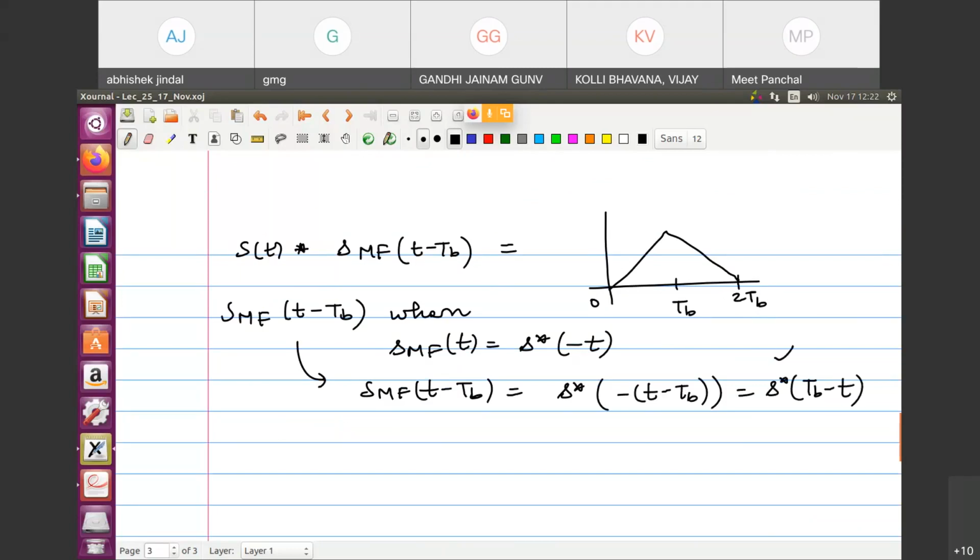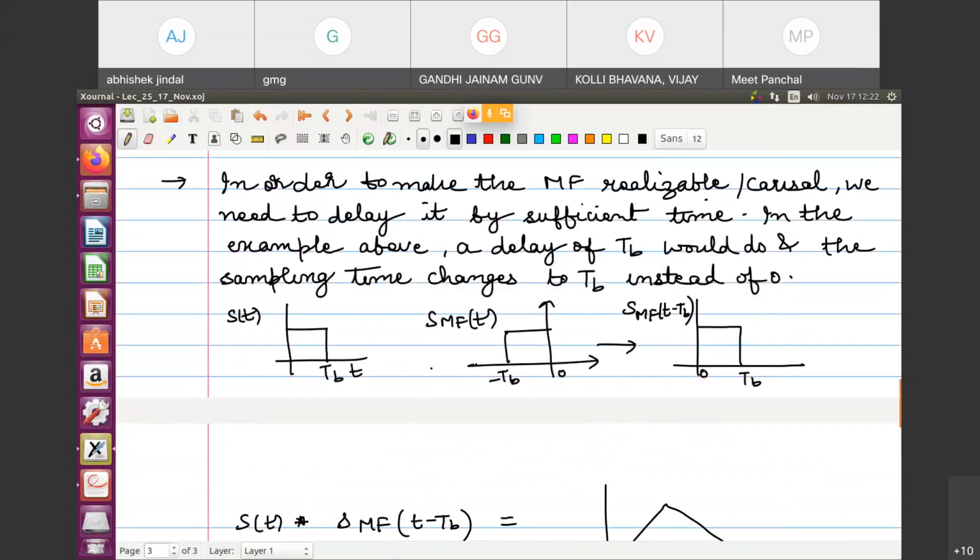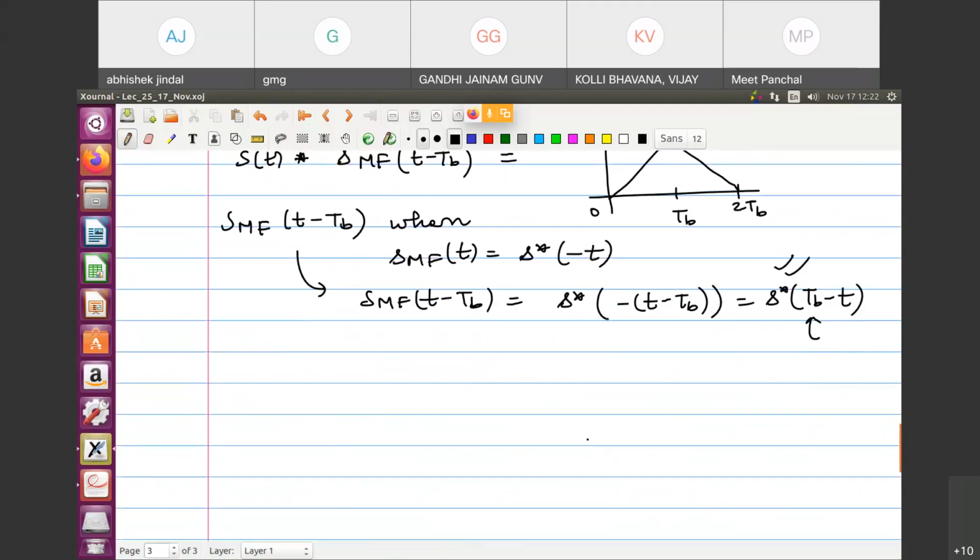So this is nothing but s star of (T_b minus t). You will find this in most of the textbooks, delayed by some value. Now this delay is just to ensure that this filter is realizable. It should have a causal impulse response, not a non-causal impulse response, okay. So this was important for us to know.